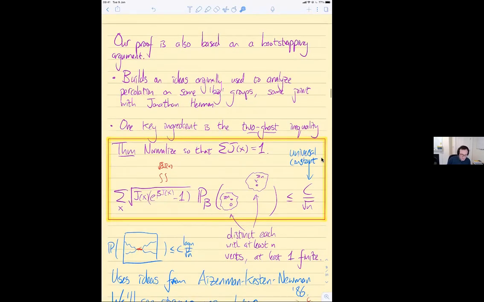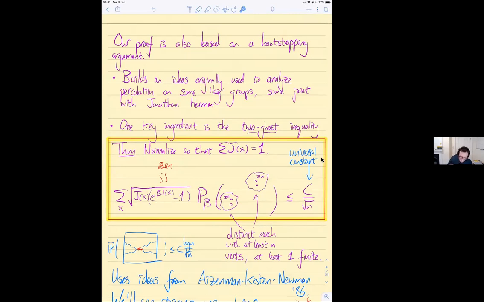Now, the proof of the new theorem that I'm telling you about is also based on bootstrapping arguments, and it builds on ideas that were originally used to analyze percolation in some non-Euclidean examples. In particular, joint work with Jonathan Hermon, where we looked at percolation on some groups of intermediate volume growth. So this is a nice example of some ideas that were developed to look at percolation in these kind of unusual geometric settings, eventually being useful to get new insights into Euclidean models.